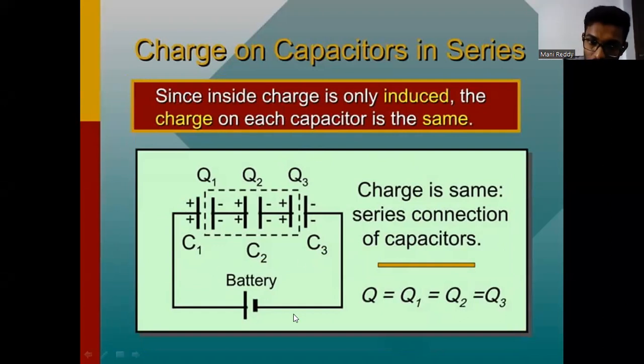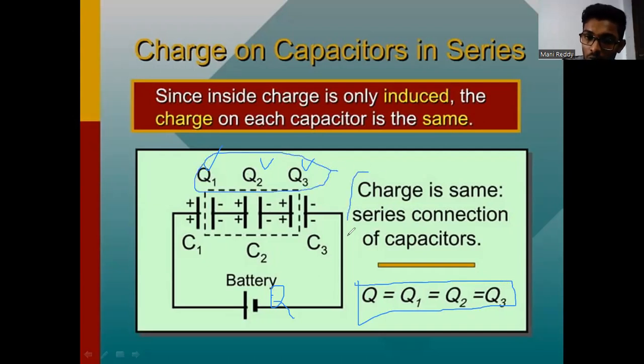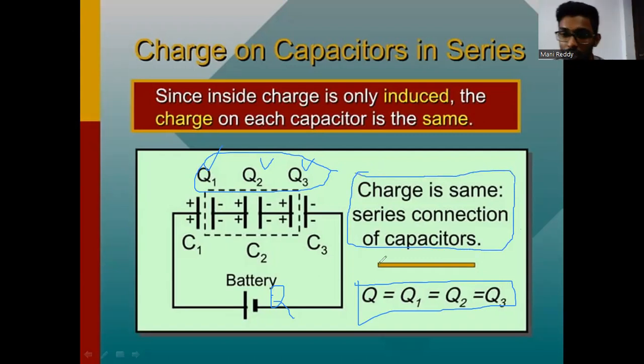Okay, suppose the overall charge produced is Q, and here Q1, Q2, Q3. So Q equals Q1 equals Q2 equals Q3. Understood? I hope you are understanding. The main important point here is that charge is the same, charge is conserved in a series connection of capacitors. Okay, I hope you're understanding this.